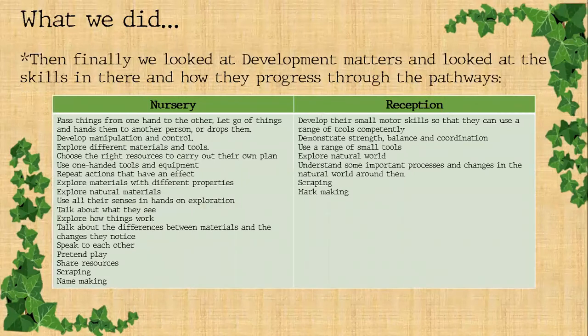And then finally, we looked at the new Development Matters and we looked at the skills in there and how they progress through the pathways from birth to 3 and then 3 to 4 and then obviously reception and early learning goals. And we just wrote down the skills that might happen in that area from the curriculum. So that is the last thing that we did. And then obviously we ended up with the A4 page with the skills, what they do in that area, and linking it to the curriculum.